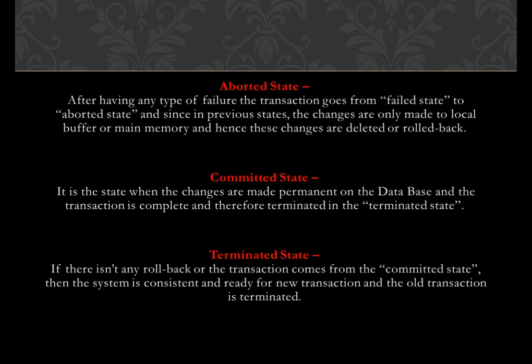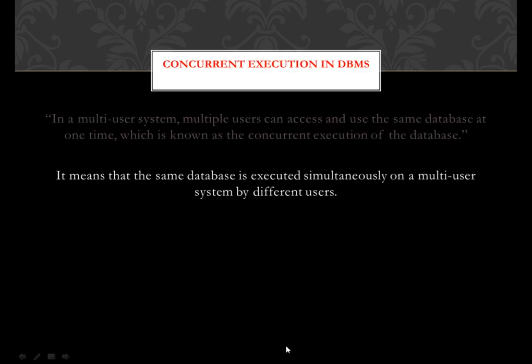and the transaction is completed, and therefore terminated in the terminated state. Now our last state is terminated. If there isn't any rollback or the transaction comes from the committed state, then the system is consistent and ready for a new transaction, and the old transaction is terminated. These are all the states in our transaction states.